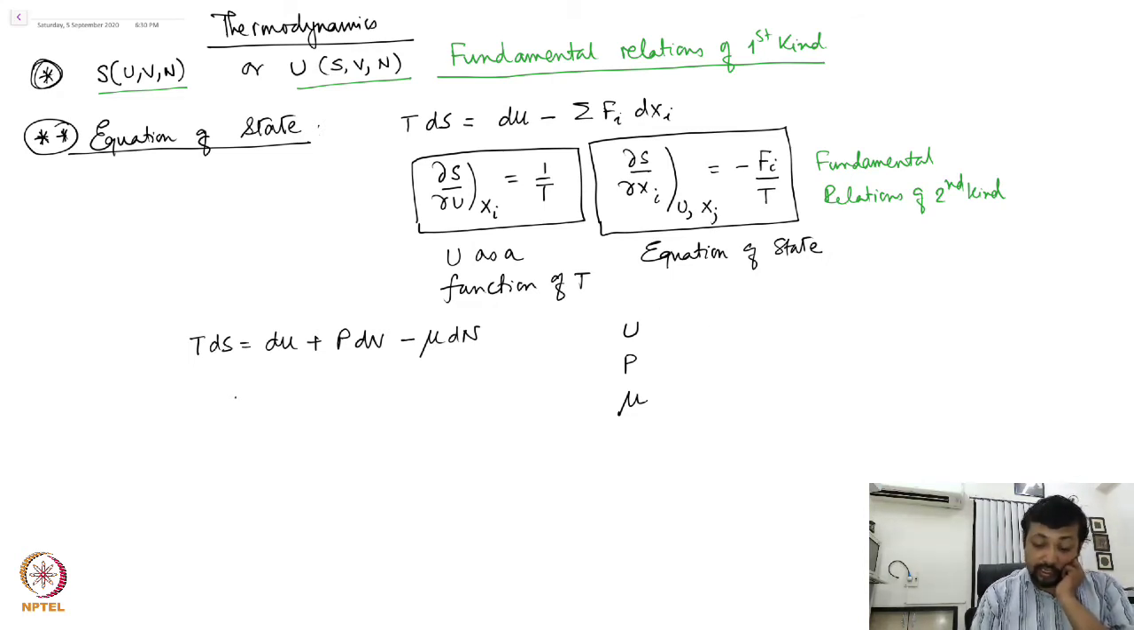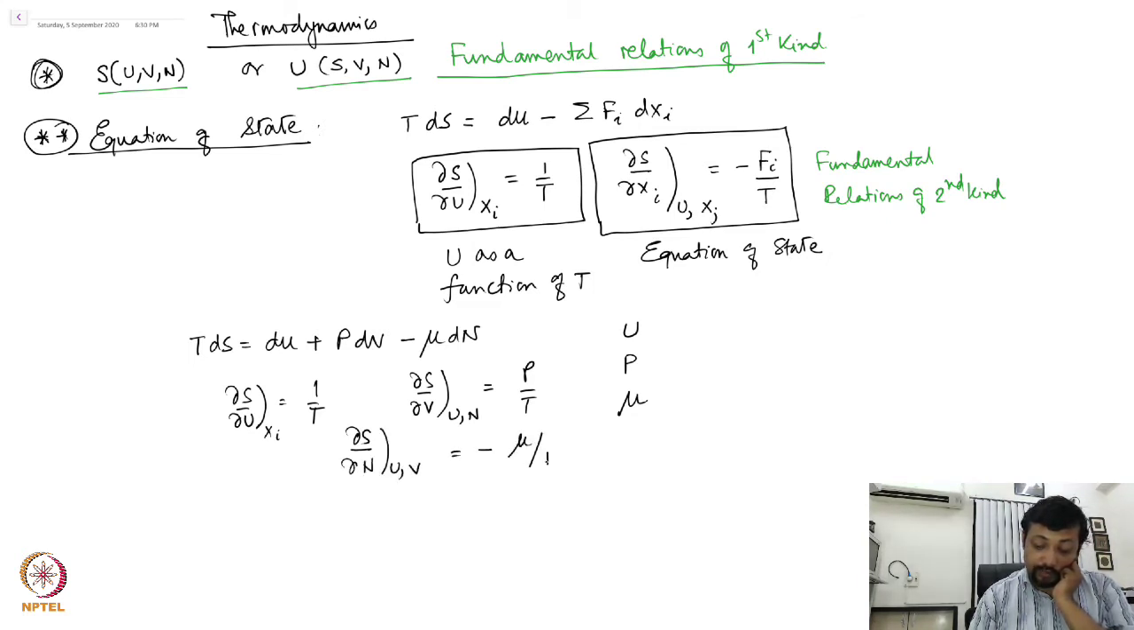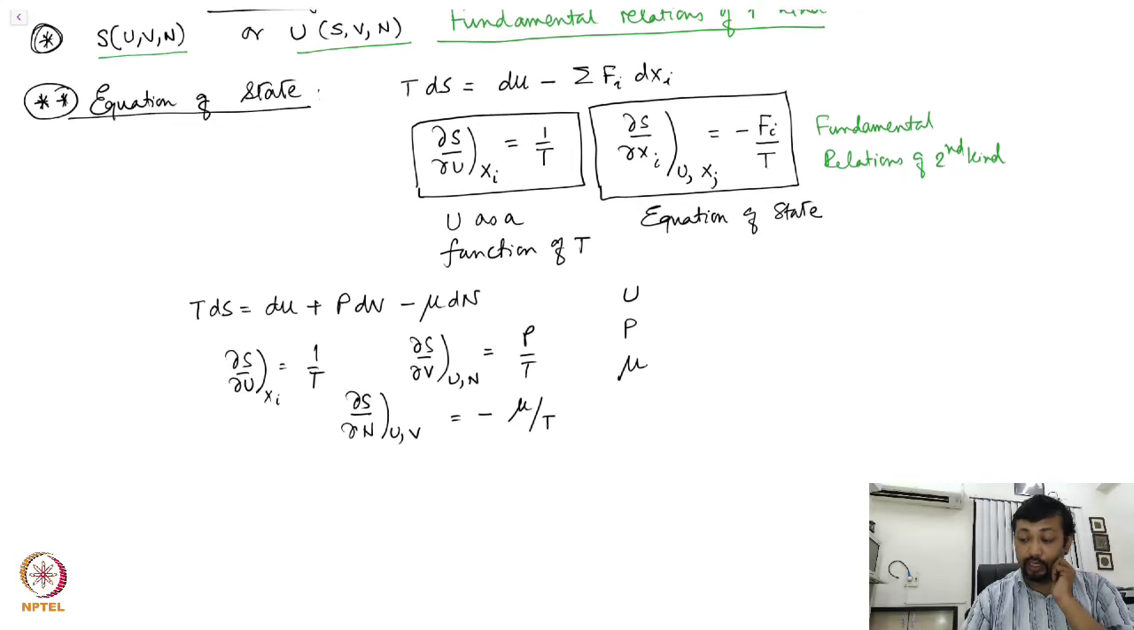How? Well, that is very easy, because you know that del S del U is equal to 1 by T, X_i are fixed. And similarly, you can use these relations, these two derivatives, you can integrate out to write down this. So in one case, let's be explicit here, since I have already written down the first law. So del S del V at U constant and N constant is p by T, and del S del N at U constant and V constant is minus mu by T. So you can replace this over here and integrate out to determine S as a function of U, V and N.